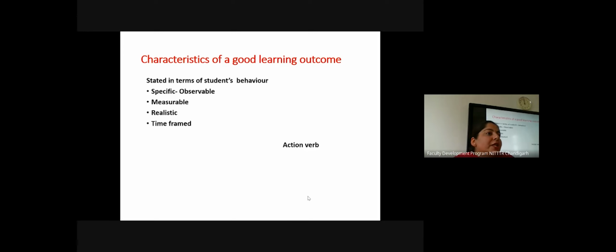When we say measurable, how is the teacher going to measure whether the student is able to do something or not? How will we measure?